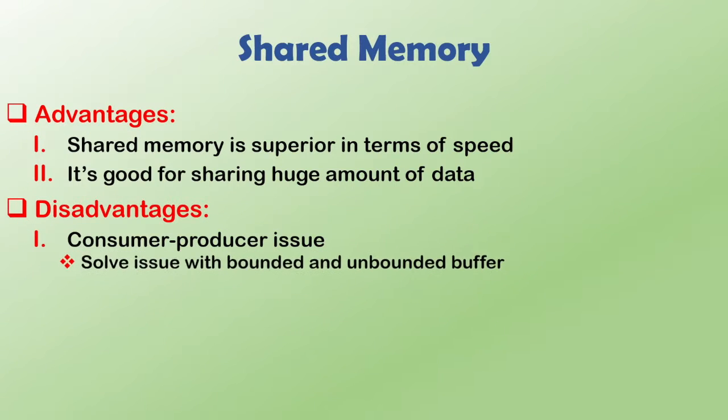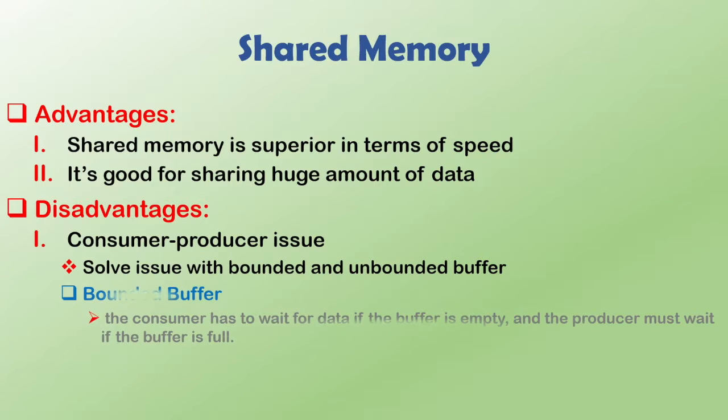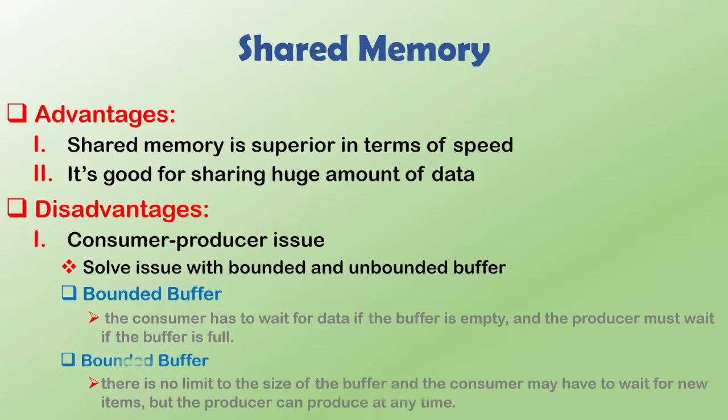One issue we unfortunately have to discuss is the consumer-producer issue, where regulation of reading and writing to the shared memory location has to be performed. To solve this issue, a buffer can be implemented, which can be unbounded or bounded. In the case of an unbounded buffer, there is no limit to the size of the buffer, and the consumer may have to wait for new items, but the producer can produce at any time.